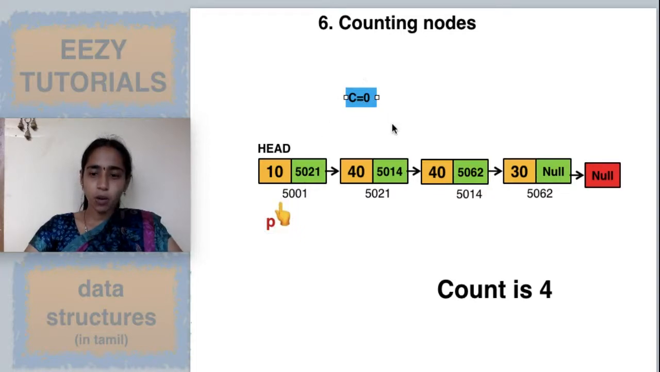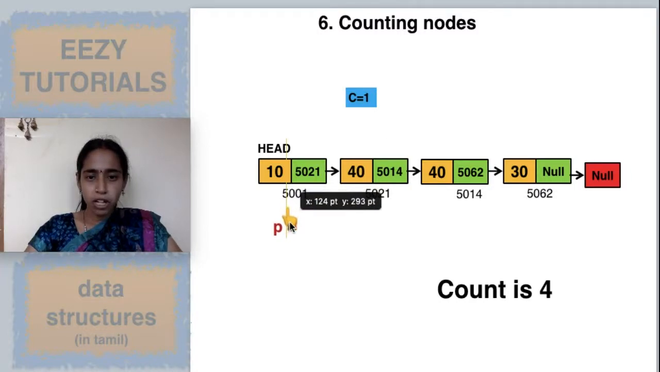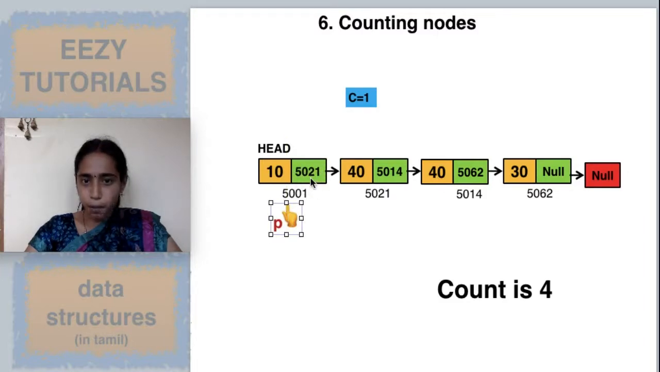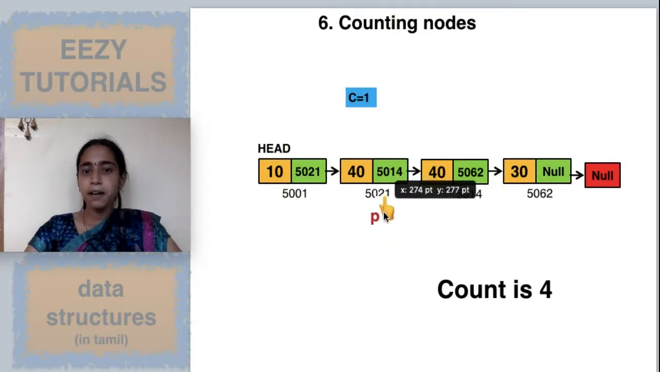Now I'm going to count. So C is equal to 1. Now I'll move the pointer. How will I move the pointer? P should go to the next position. P's next part is showing 5021. So my P should move to 5021. If I put P is equal to P of next, this will be done. So I have moved to the next position.